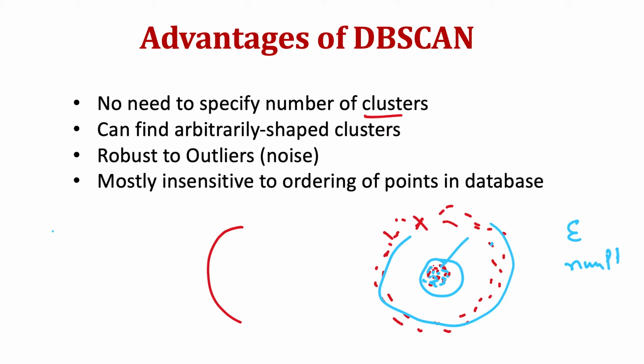Some exceptions are some border points. Let's say this border point is connected to this core point and this core point also, and these are in separate clusters. These core points are not connected, but this border point is in proximity of this and this. So it may either go to this cluster or this cluster depending on the order in which we pick the points. Otherwise, mostly it's insensitive to the order in which we pick them.